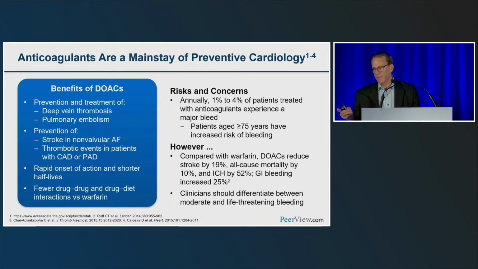Then, of course, dabigatran has its own reversal agent, idarucizumab, a monoclonal antibody, as opposed to the factor approach, which was used for Andexanet and the reversal of the whole class of anti-Xa drugs.